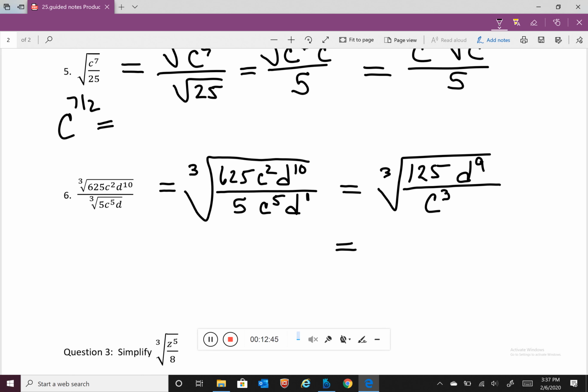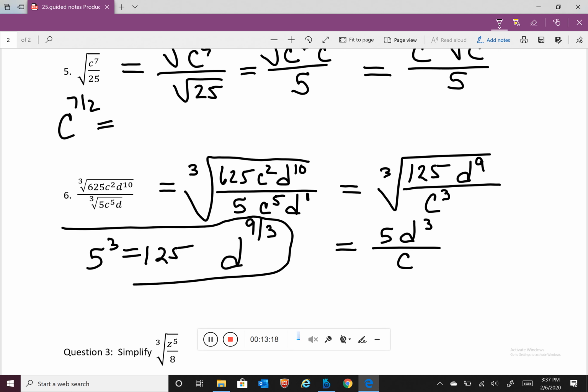And now, taking the cubed root of each piece, the cubed root of 125 is 5, because 5 cubed is 125. The cubed root of d to the 9th is d cubed, because d to the 9 divided by 3 is d cubed. And this is our third time seeing this. The cubed root of c this time to the 3rd power leaves us with just c. So these were just some side notes for you, and this one is done.